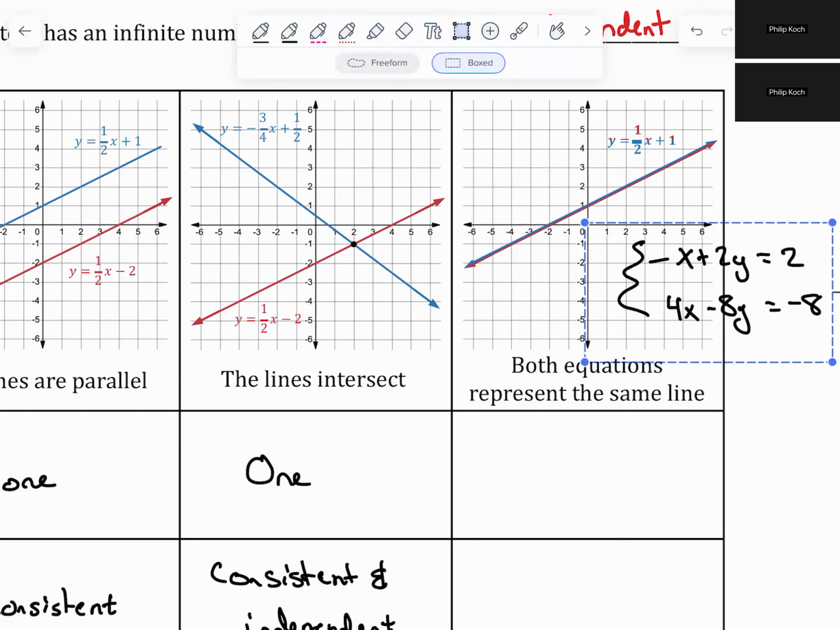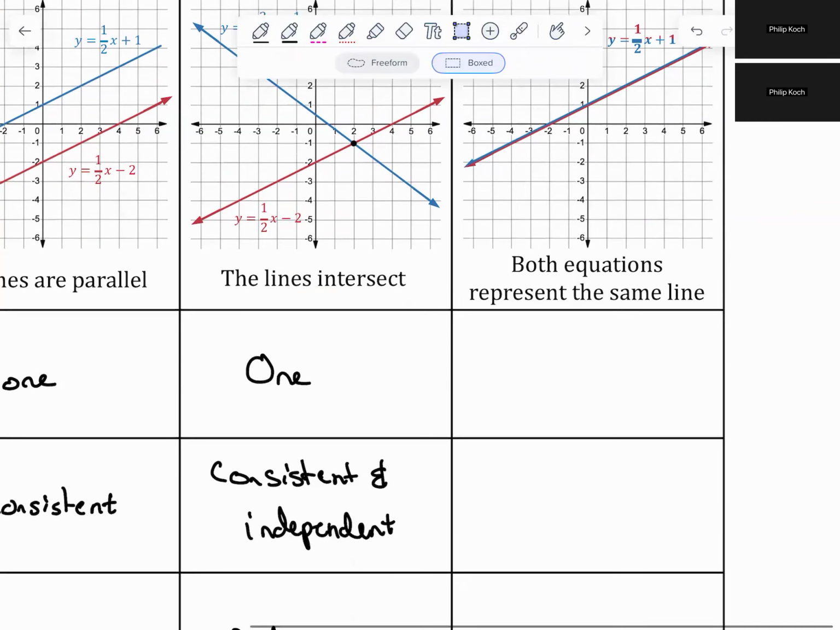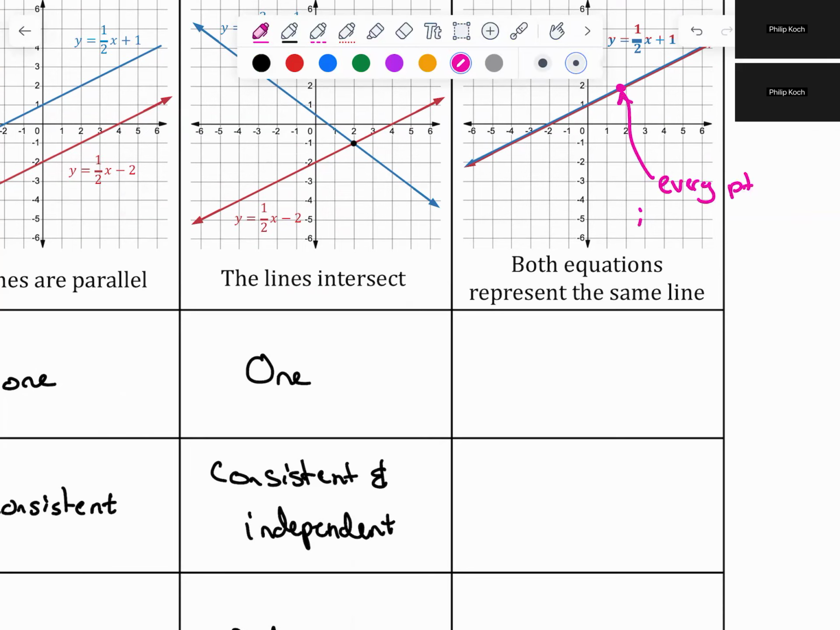That can happen, in which case, every single point is a point of intersection, because every point is a point on the curve. Every point is a solution because it solves both equations, because both equations are the same line. And so in this case, we have infinitely many.